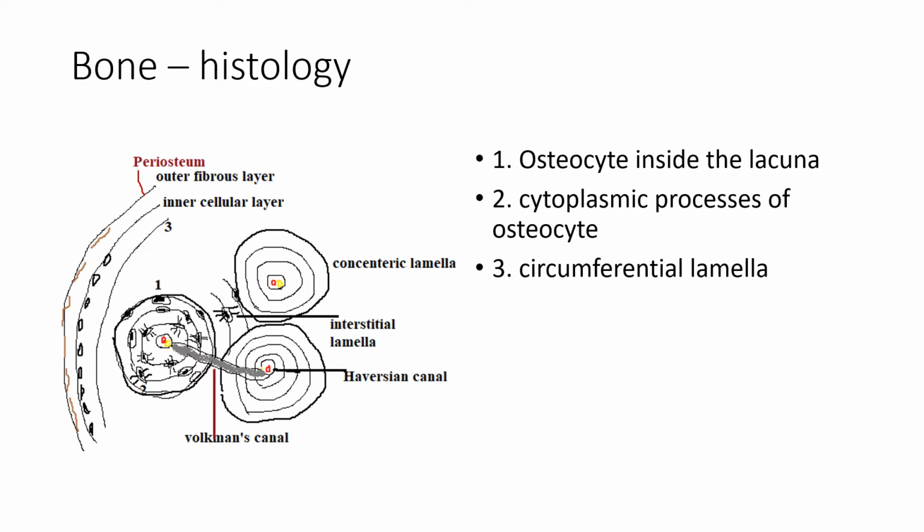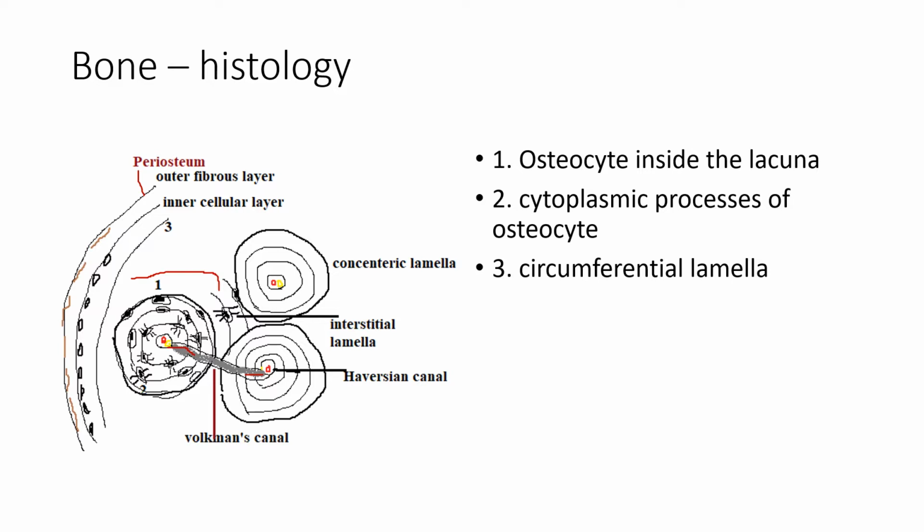This one, the entire thing is one. This is the concentric lamellae, the circles, and then in the center you will be having the Haversian canal, and one Haversian canal is connected to the opposite Haversian canal by the Volkmann's canal. And I have shown the lacunae. Inside the lacunae you will be having number 1, the osteocyte, and the cytoplasmic processes are present in the canaliculi.